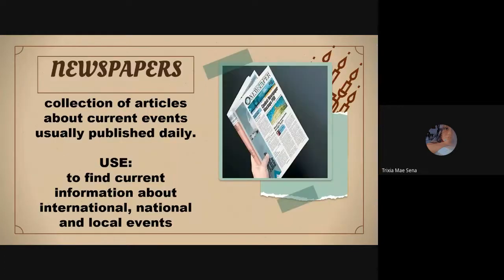Now we have newspapers. Collections of articles about current events, usually published daily, used to find current information about international, national, and local events. If you want to know the latest or current news, of course, you can find it in newspapers, and it is a great source for local and international information as well. When reading newspapers, you may also find editorials, commentaries, and expert or popular opinions.